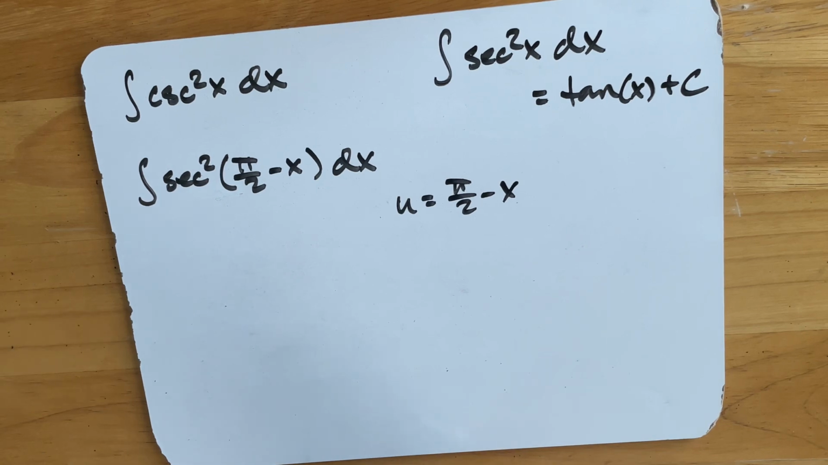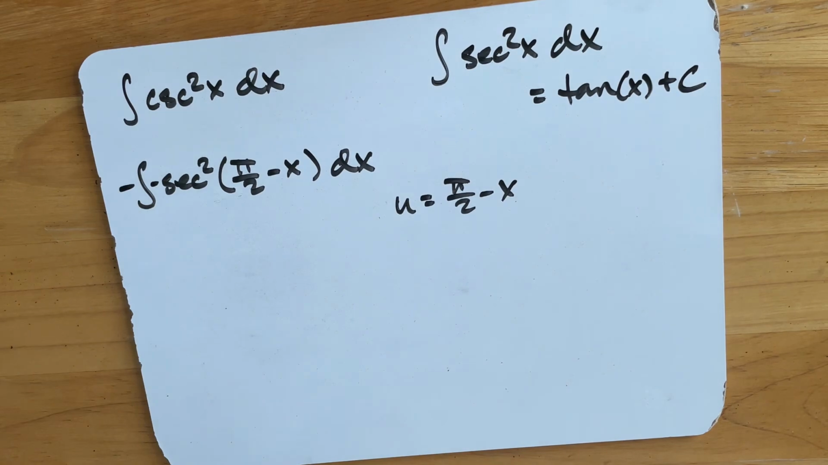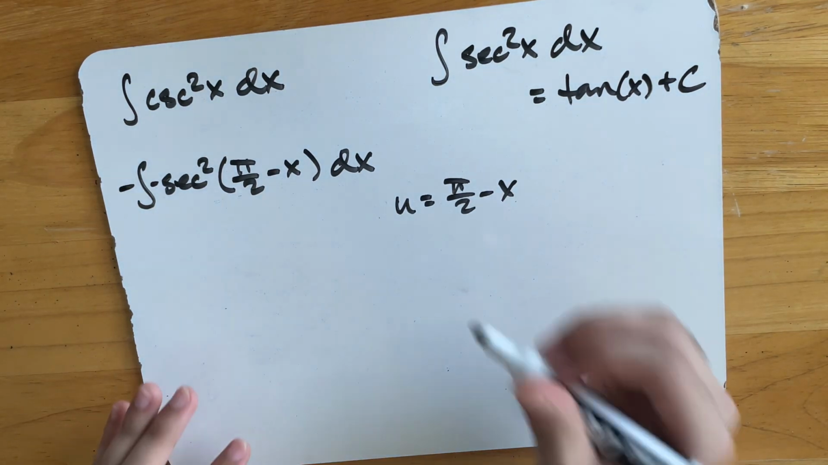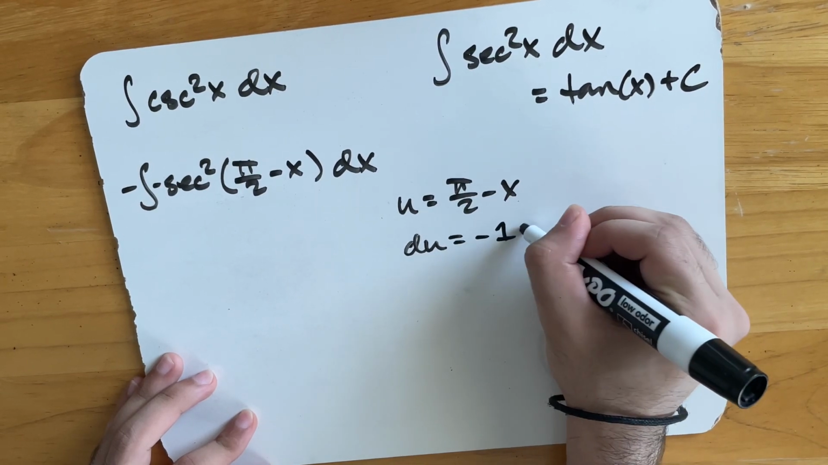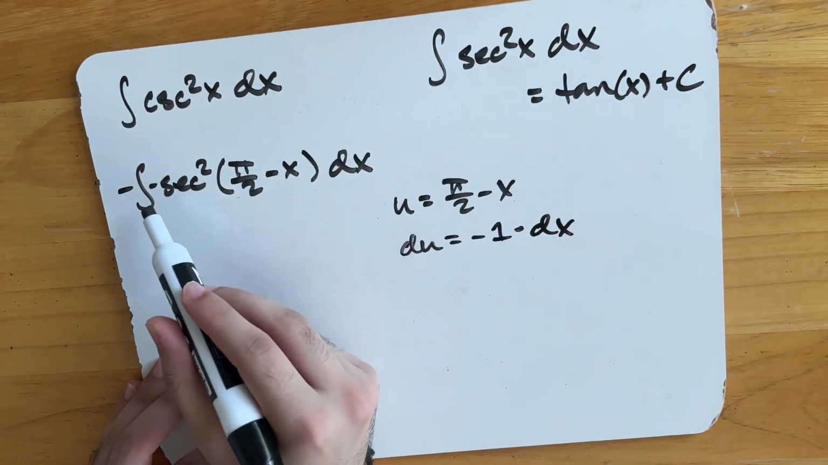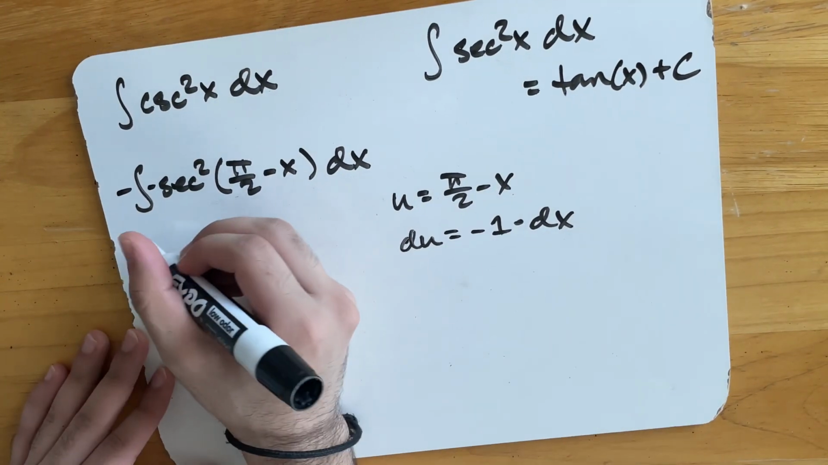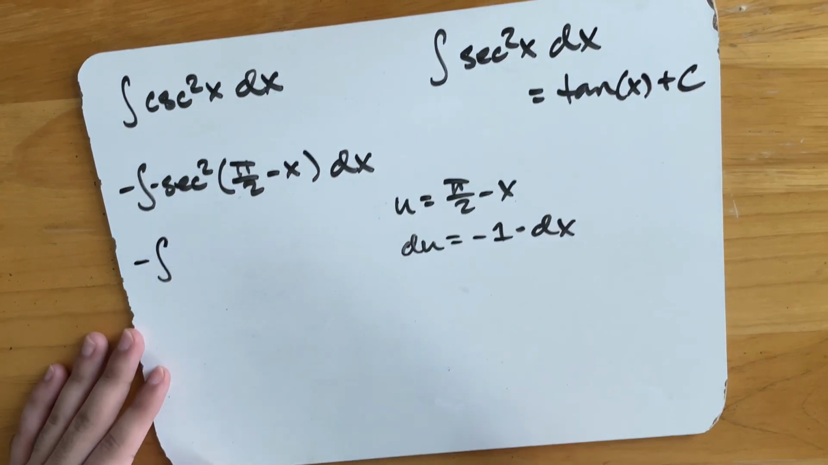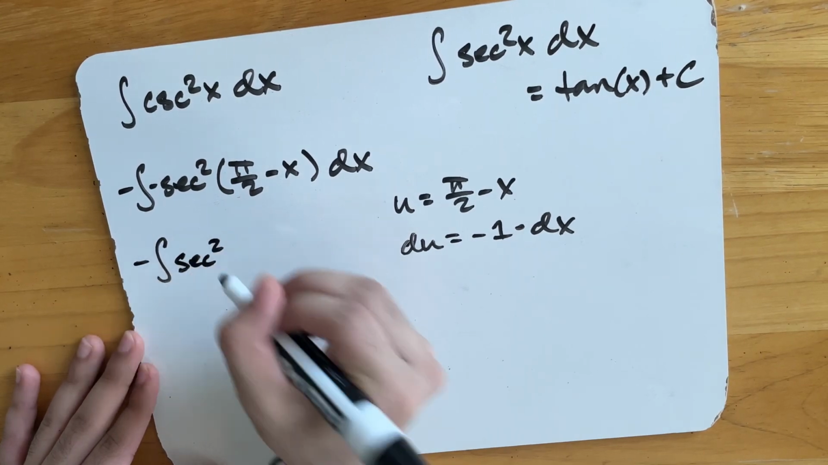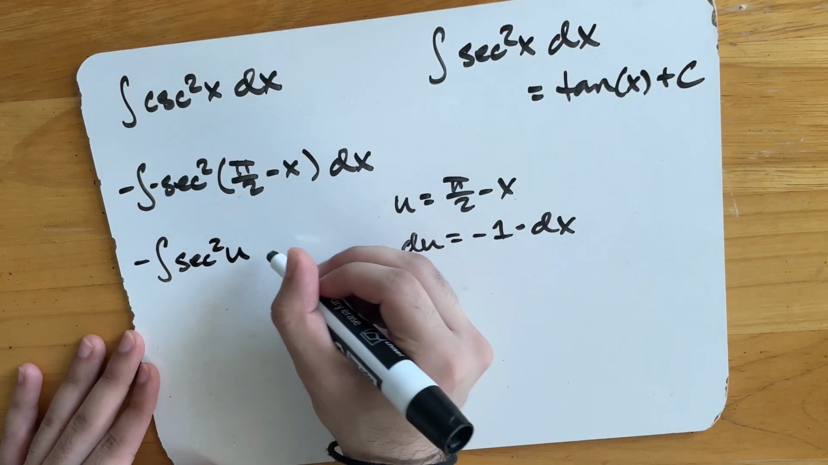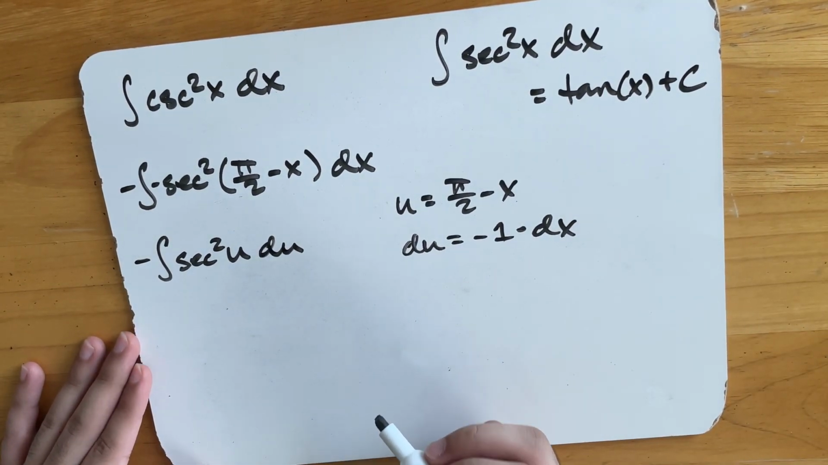And then what we could do is put a negative on the outside, to create a multiplication by the derivative of pi over 2 minus x, because du really is negative 1 times dx, right? So we can take a negative 1 and dx and lump them together into a du, and then do a substitution. So we'll really get a negative integral of secant squared u du, right? And from this fact, we know that this is equal to negative tan of x.